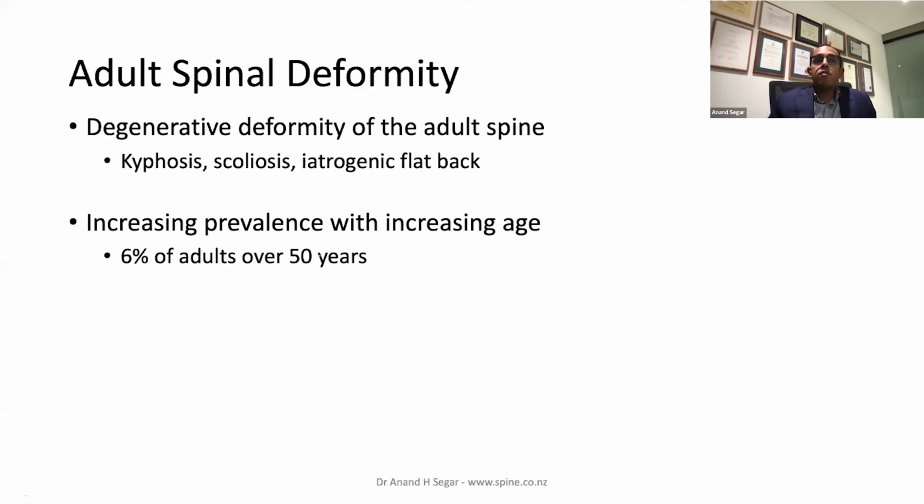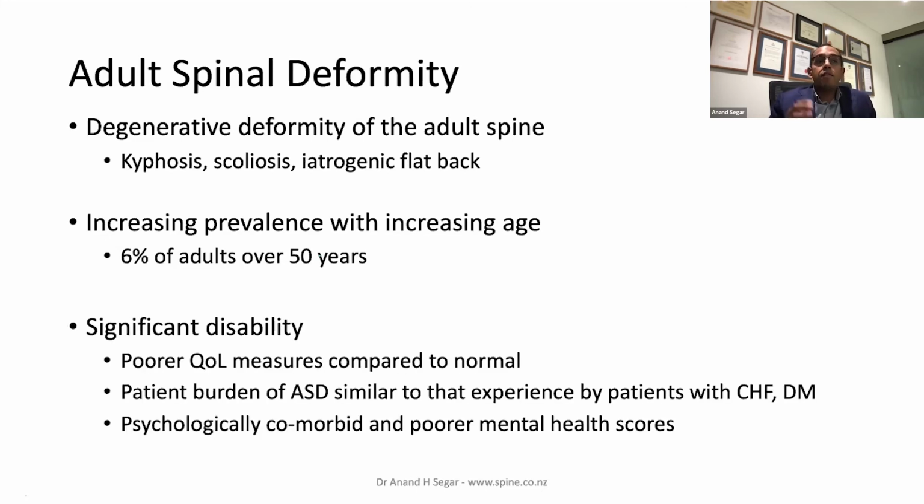It's increasing in prevalence with increasing age. You see it in about 6% of adults over the age of 50. And these patients have significant disability. It's often underrepresented. They have poor quality of life measures when compared to their normal peers. The burden that they experience from adult spinal deformity is similar to that experienced for patients with congestive heart failure or diabetes. So these patients have significant disease burden, and they also are affected psychologically, and they have poorer mental health scores.